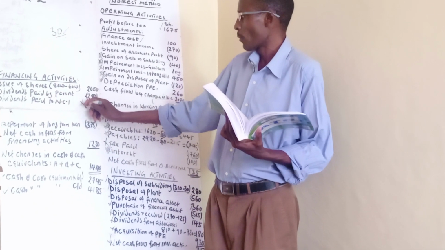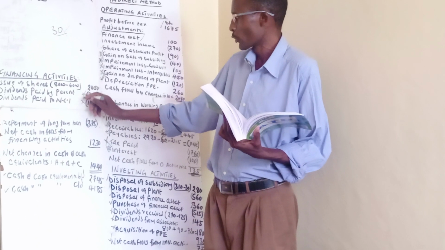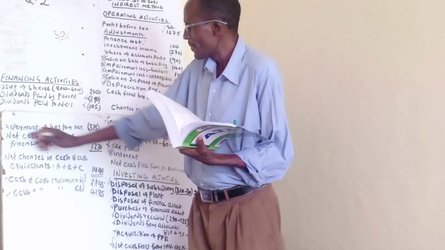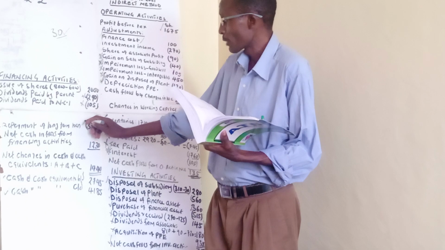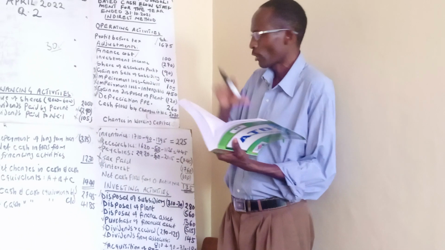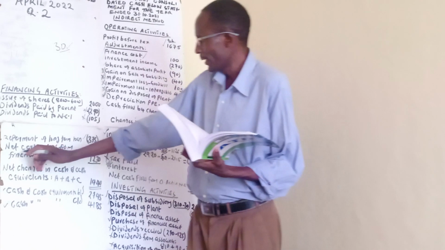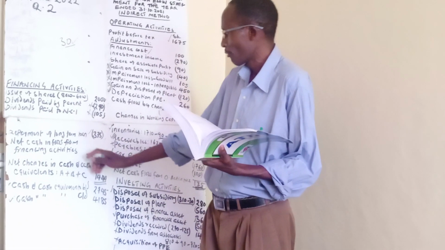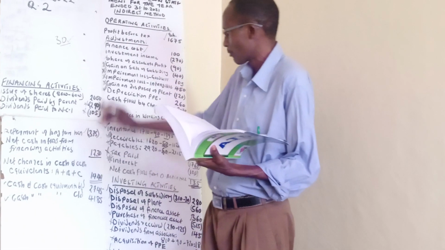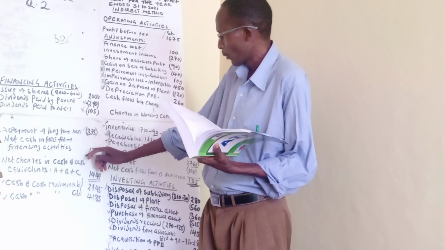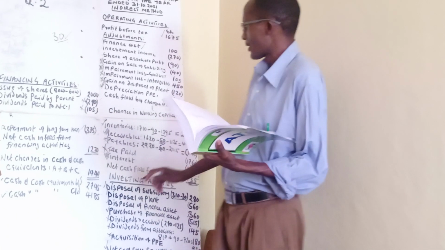This is also in our workings. These are in our workings. I'll show you the workings. Repayment of long-term loan. This is straightforward. You look at the long-term loan, compare the opening balance with the closing balance. You have this figure. Then net cash inflow from financing activities. If you do all that adjustment, we get 1230.